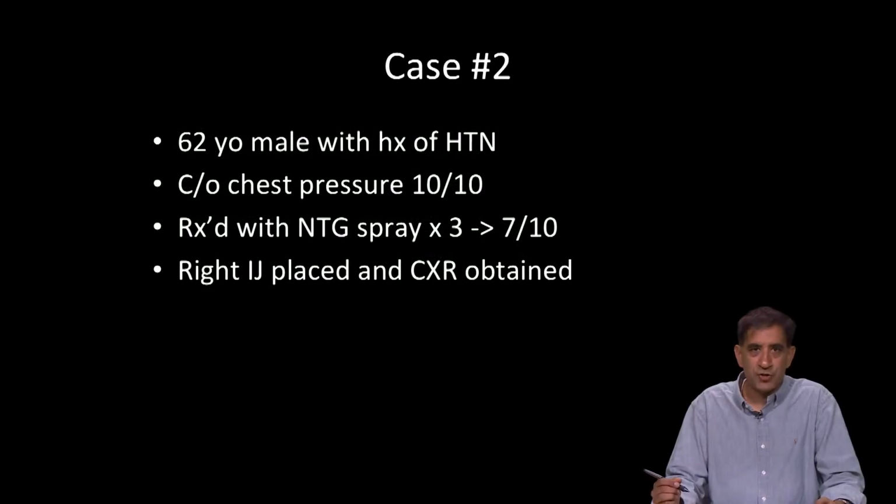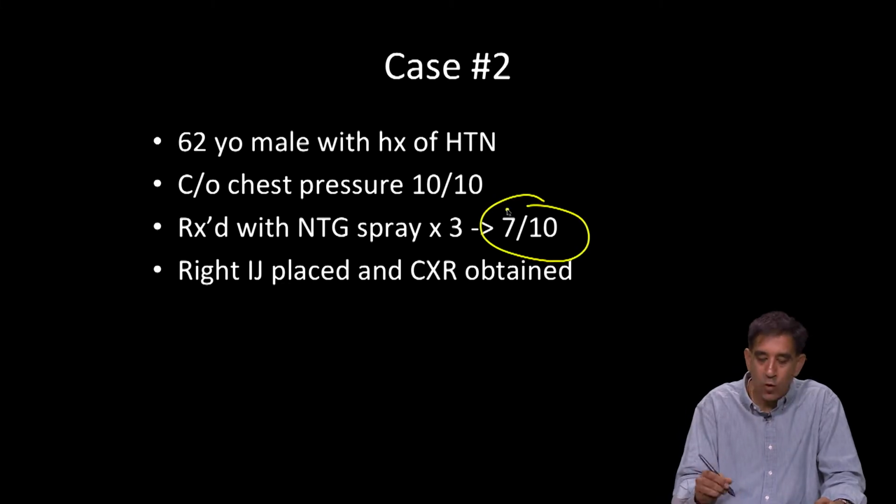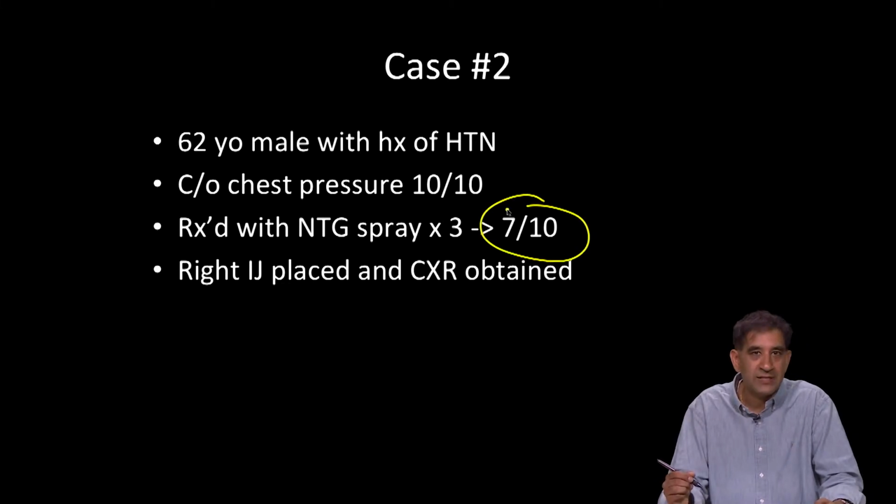Let's move on to case number 2. This is a 62-year-old male with a history of hypertension. He complains of chest pressure 10 out of 10, and he's treated with nitroglycerin spray 3 times, and yet his pain only improves to a 7 out of 10. A right internal jugular central venous catheter is placed, and we get a chest x-ray. So let's take a look at the chest x-ray.